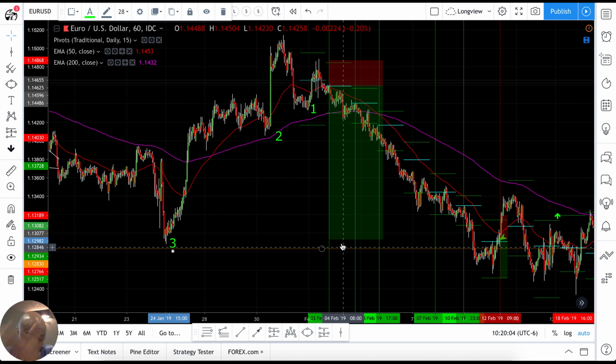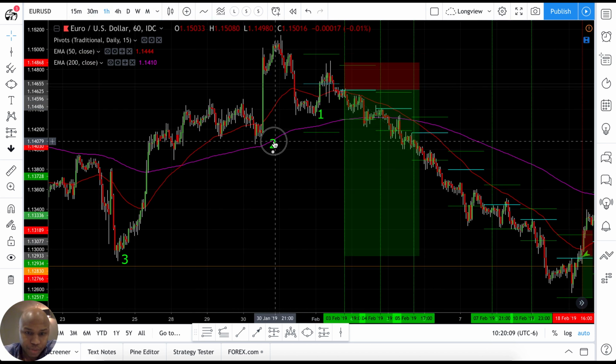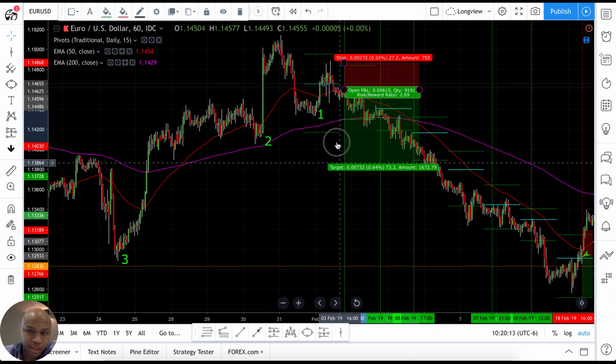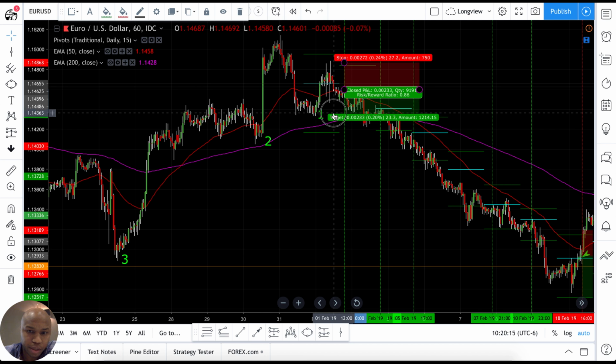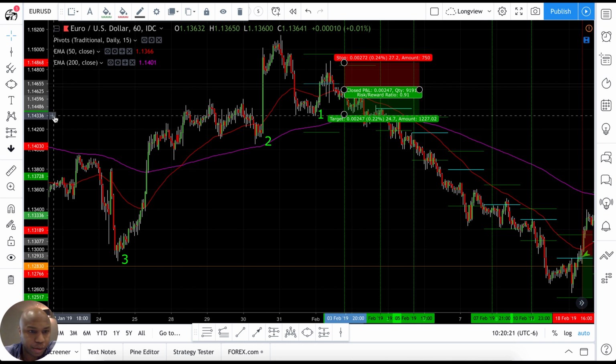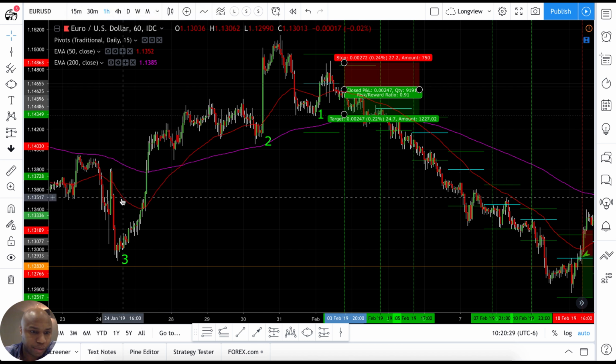It just depends. Okay, so for purposes of this illustration, I'll just run through this real quick, so you guys can get a feel for how I pick and analyze. So this is number 1. So number 1 would get a plus right here. Add an alert for not for the EMAs, just for the pair, right?